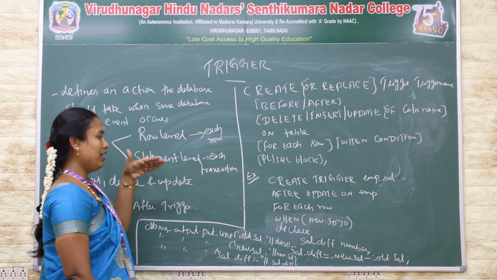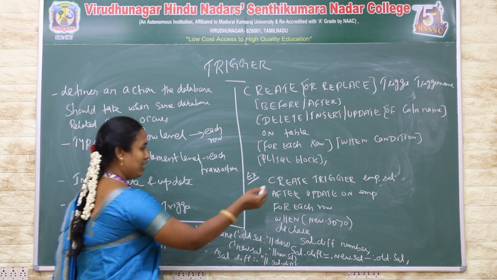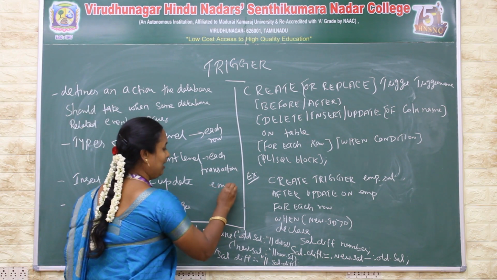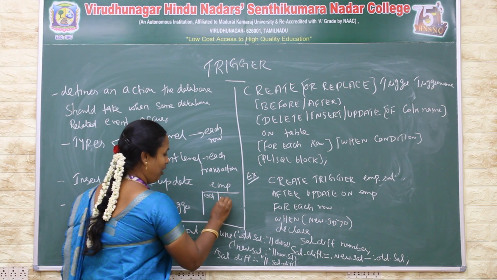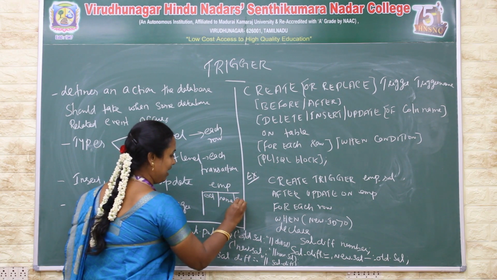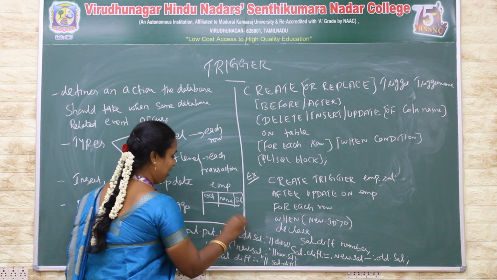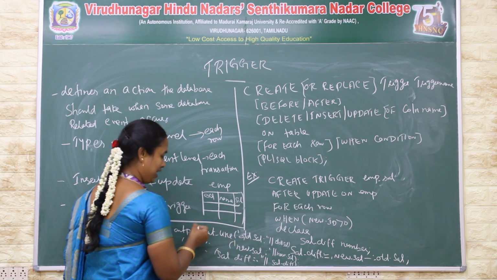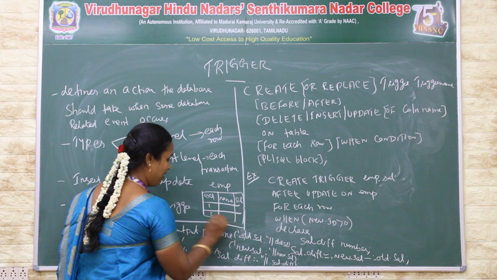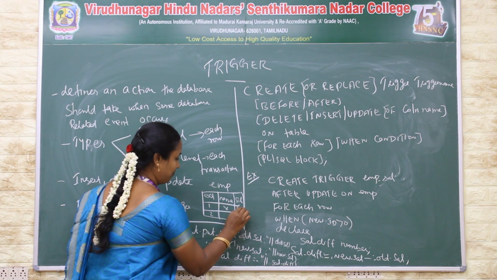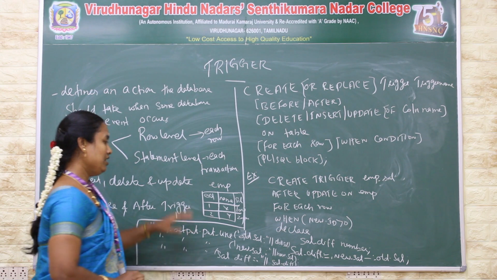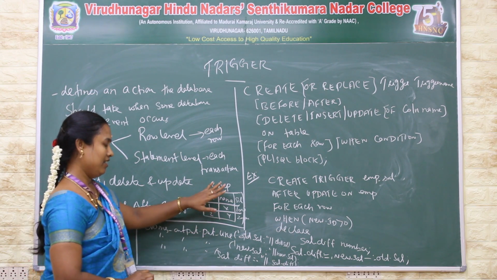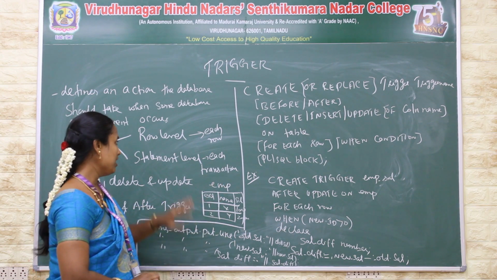Okay, so for row level trigger, for example, I am taking the employee table. That employee table contains EMP ID, name and salary. In this table I can apply the triggering concept. Here I already have two records. So my EMP table has two records.